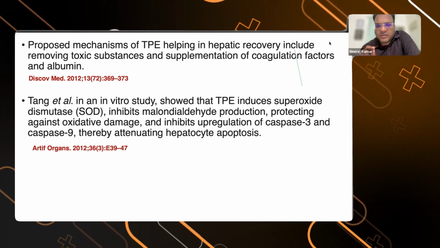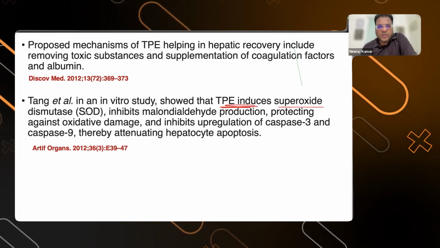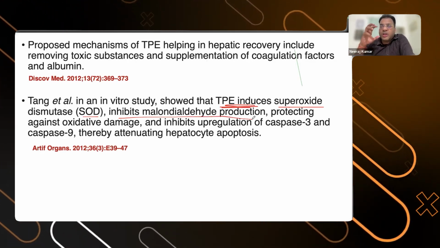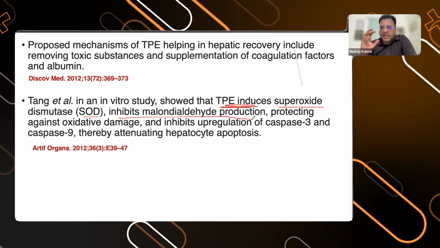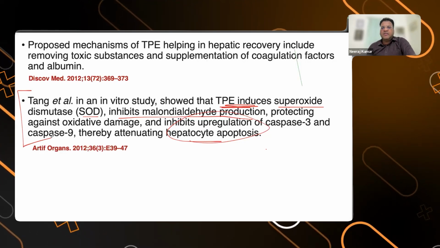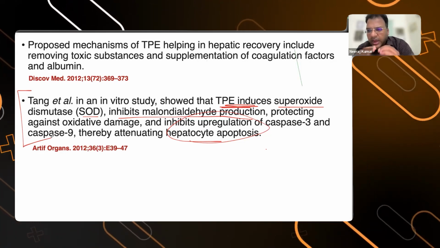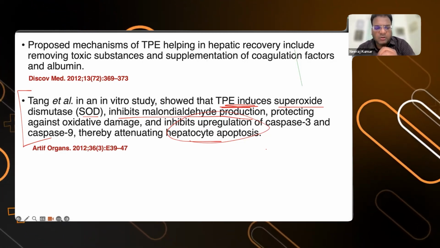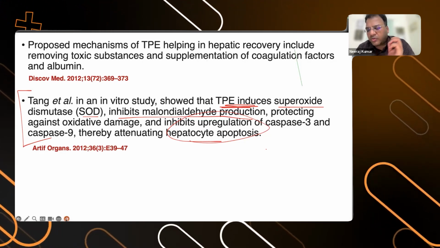And then one in vitro study has shown that TPE induces superoxide dismutase, it inhibits malondialdehyde production, it protects against oxidative damage, so it prevents oxidative stress, it inhibits the upregulation of caspase 3 and caspase 9, and it attenuates hepatocyte apoptosis. So these are overall the findings of using TPE, how TPE is working at a molecular or genetic level, at an enzymatic level. This has to be remembered: the upregulation, the oxidative stress damage, and the production of more and more superoxide dismutase.